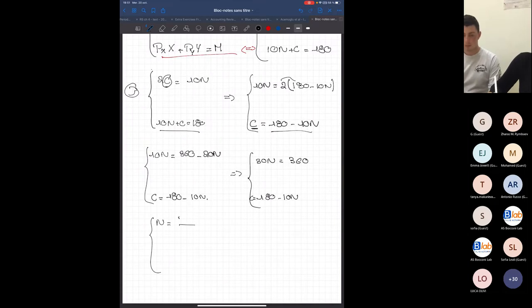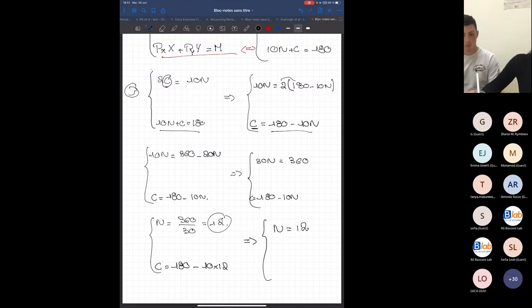Okay, so now to solve for n, we have n equals 360 divided by 30, which gives us 12. And we take this value of n that we just found here, so 180 minus 10 times 12, which in the end is going to give us n equals 12 and c equals 60. So those are the values you take. You get the n, you get the c from here, and for leisure, your equilibrium value of leisure is going to be your time endowment minus the time you spend working. So 16 minus 12, and it's going to be 4.